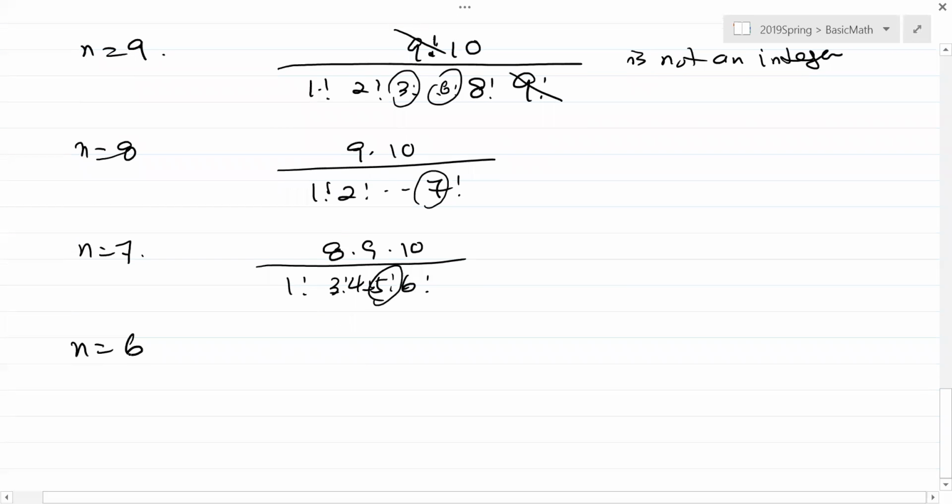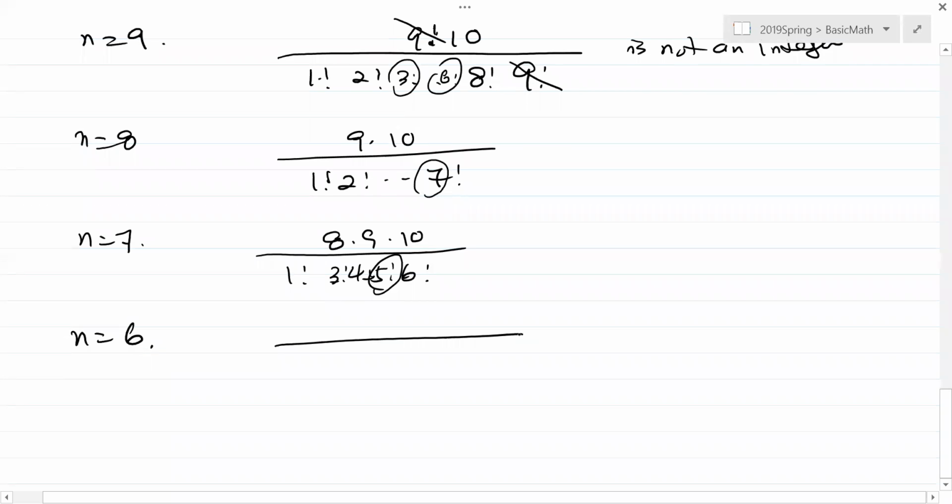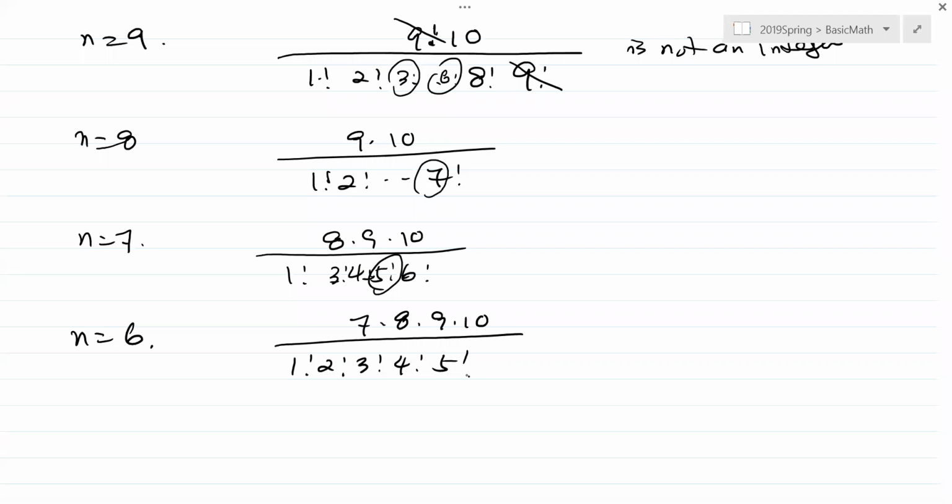So n equals 6, then that works, okay? n equals 6, that works, okay? So you can check that. All right, so if it's a 6, it's an integer. Why? So this is going to be 7, 8, 9, 10. It's 1 factorial, 2 factorial, 3 factorial, 4 factorial, 5 factorial, 6 is gone. And you can carefully check all terms can be canceled out.